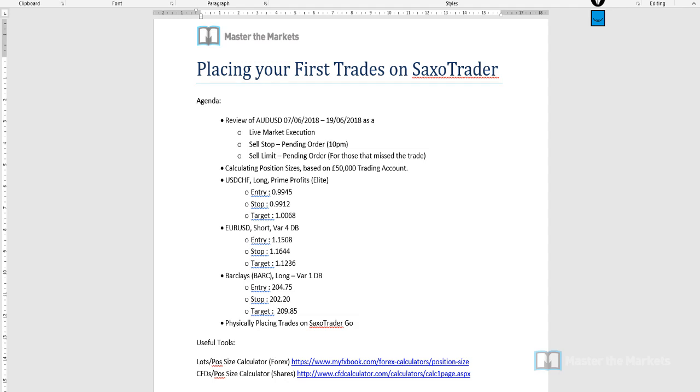And so what I want to do is I want to go over the trade. It made £1,604 in real time. And so I think it is an important trade to review from the perspective of how would we have entered the opportunity at these various stages. So we're going to cover that first, and then we're going to go on to calculating position sizes.